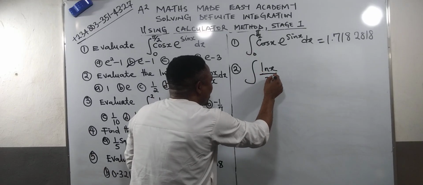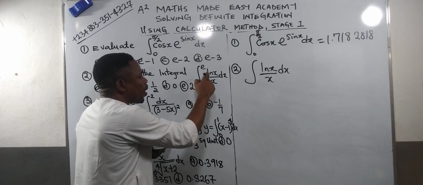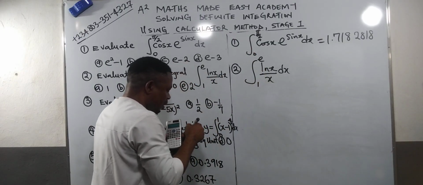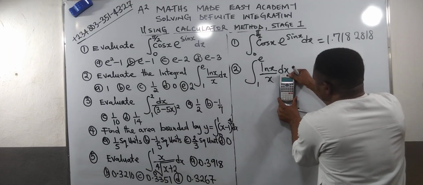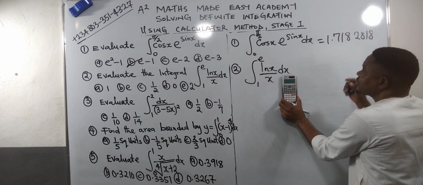x, dx. What is the upper limit? Exponential. And what is the lower limit? 1. Can we go on again with the calculator? Watch again. So I will now start again. Remember that this one is not in radian.